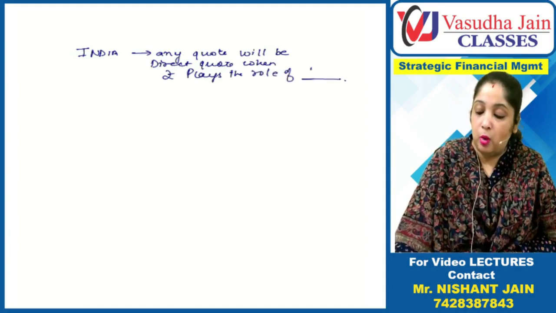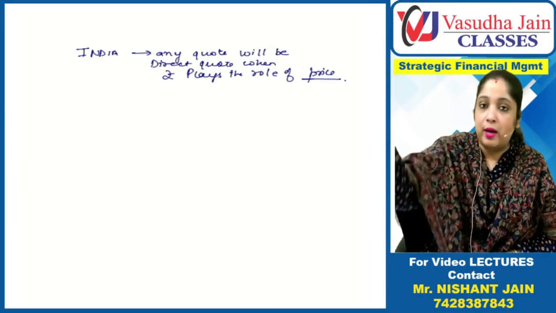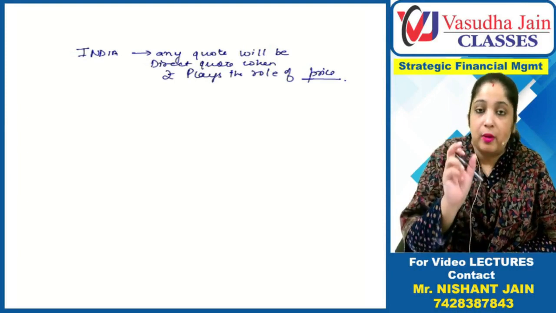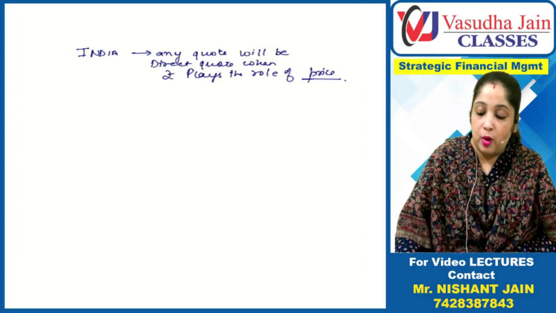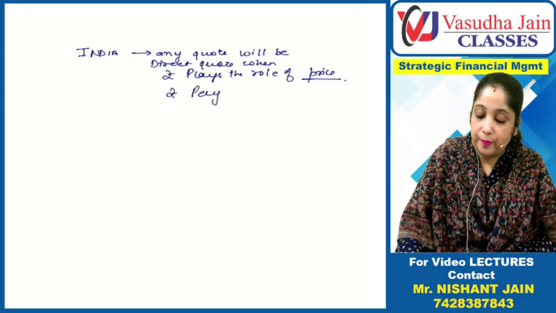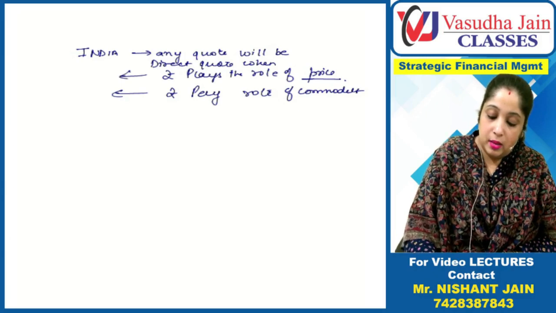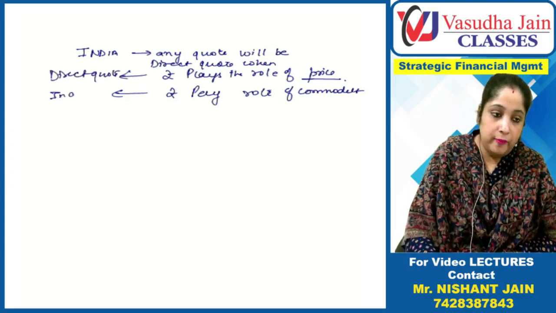Tell me, it will play the role of price, because you don't want to buy rupees in your own country, you want to buy the foreign currencies, right? So it will play the role of price, then only that quotation will be said to be a direct quote for India. So if rupees is playing the role of price, then it is a direct quote. If rupees plays the role of commodity in an exchange rate, then that is an indirect quote for India. Direct quote for India and indirect quote for India.